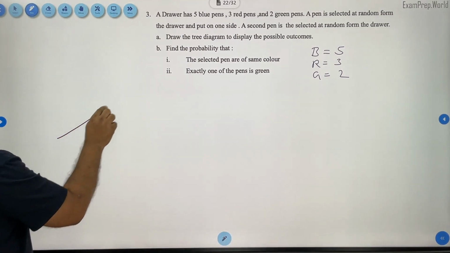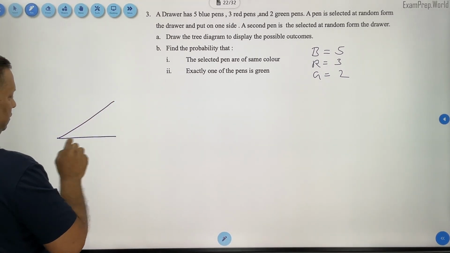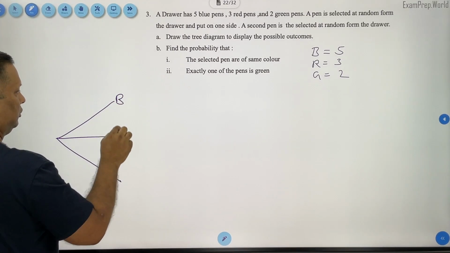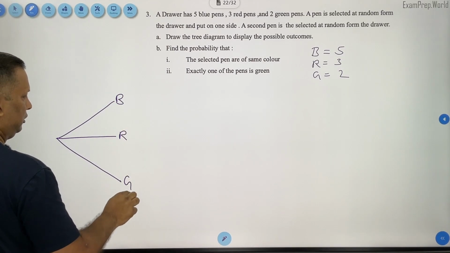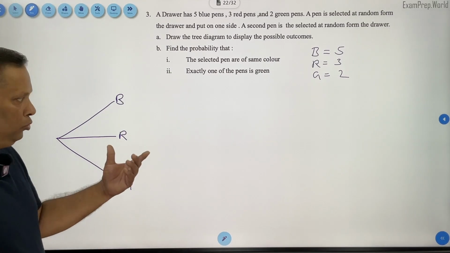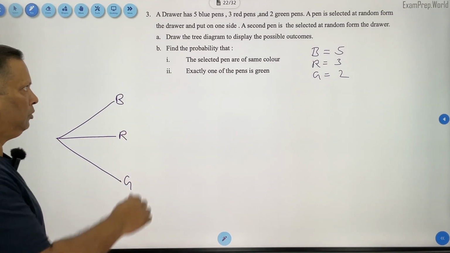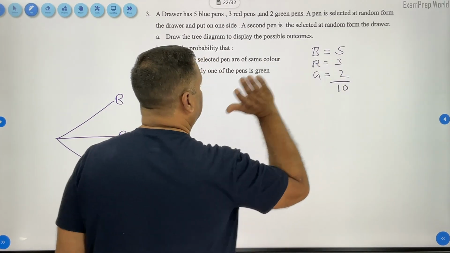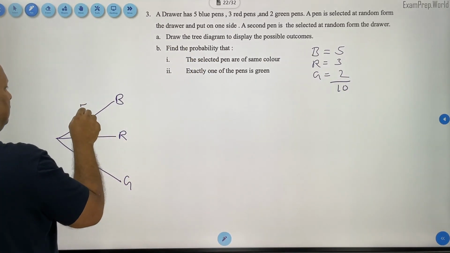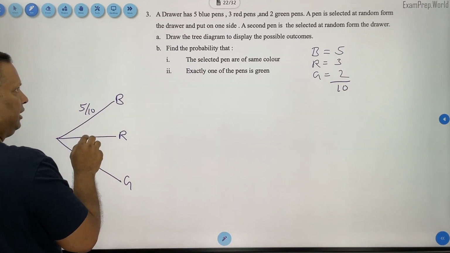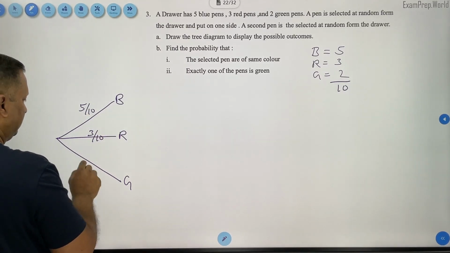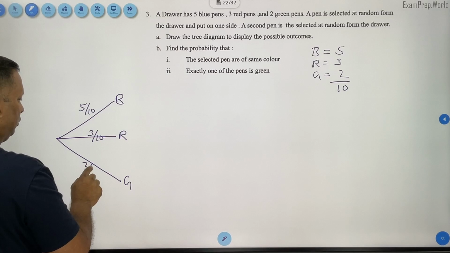So either you will get a blue or red or green, right? When you pick up, you will get either this. What is the probability? What are the total numbers? 10. It is 10. So getting a blue is 5 on 10. Getting a red is 3 on 10, and getting a green is 2 on 10.